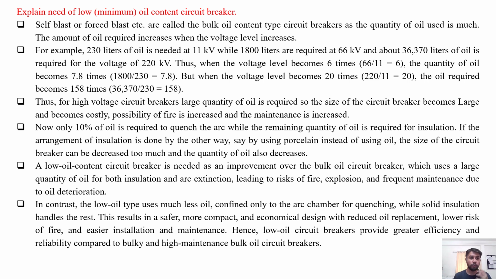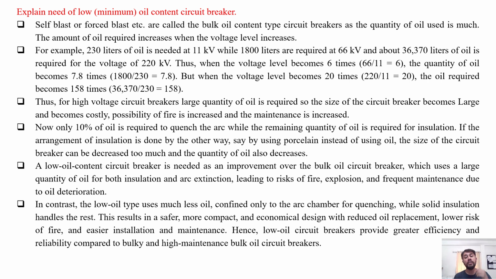For example, 230 liters of oil is needed at 11 kV, while 1800 liters are required at 66 kV, and about 36,370 liters of oil is required for the voltage of 220 kV transformers or circuit breakers. Thus, when the voltage level becomes 6 times, that is 66 by 11, the quantity of the oil becomes 7.8 times, that is 1800 divided by 230 liters.